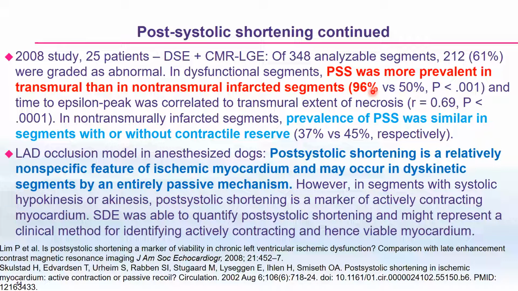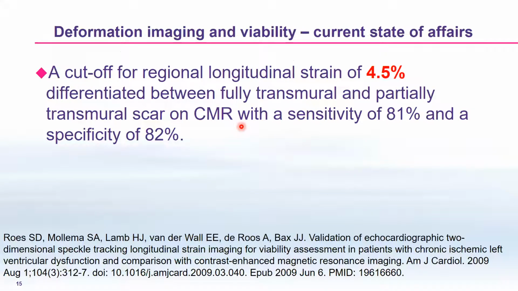The only thing that we can use from deformation imaging is when the strain becomes extremely low. Actually, the strain is with a minus, so when it becomes higher. So when the threshold of 4.5% is used for a regional segment.